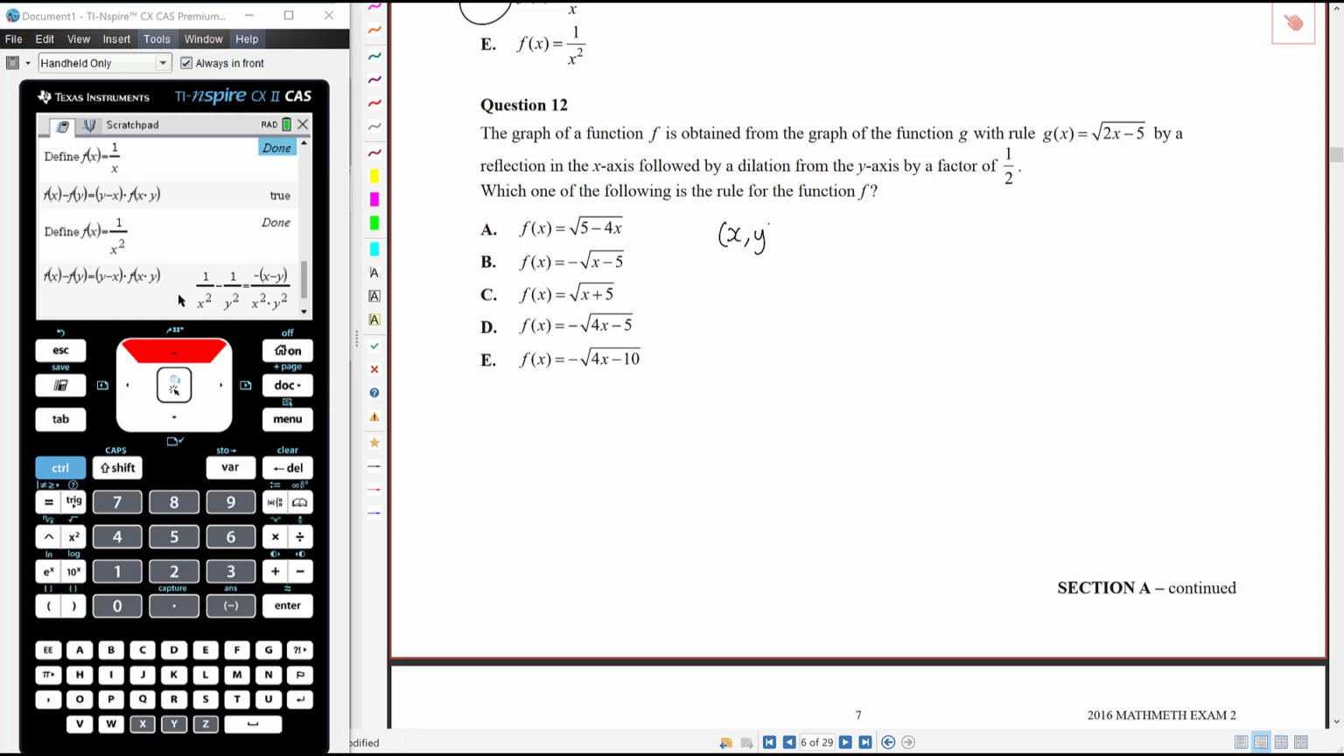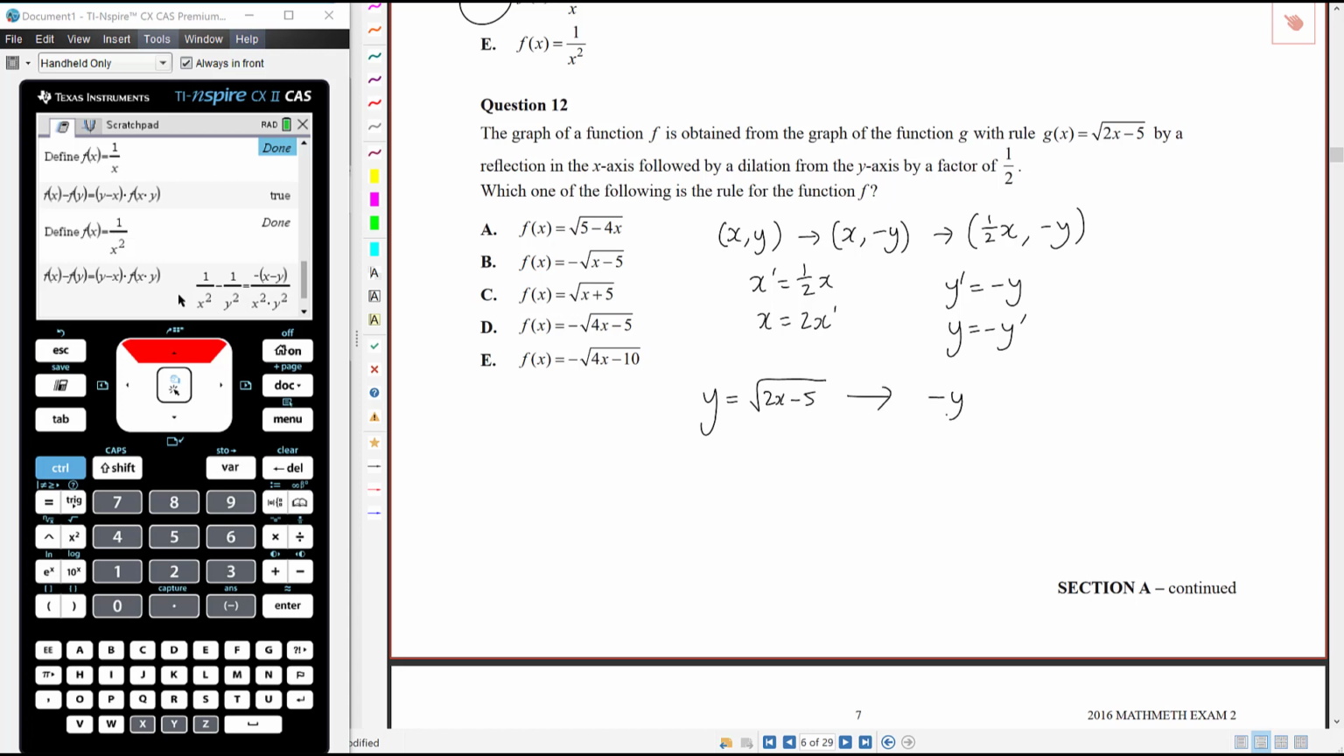If you think about what's happening to a point, you reflect it in the x-axis, its y-coordinate becomes negative. You then dilate it by a factor of a half from the y-axis, so you're halving the x-coordinates. The image of x is half x, which means that x is 2 times the image of x, and the image of y is negative y, which means that y is negative image of y. We want to take g of x, which is y equals square root of 2x minus 5, and apply these transformations, replacing y with negative y dash, and replacing x with 2x dash.